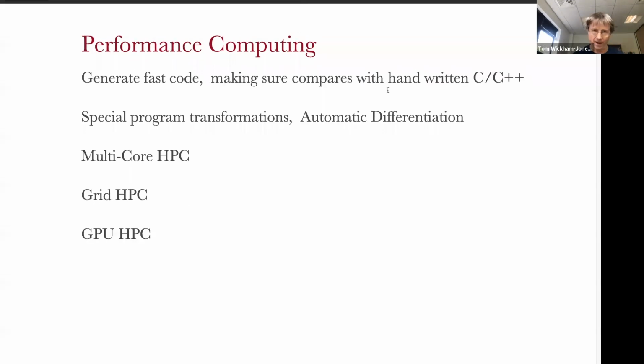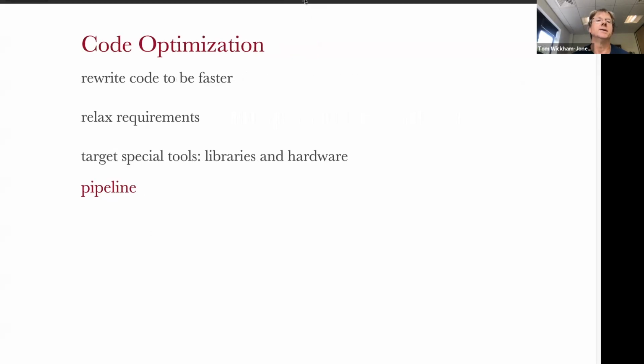So let's talk about performance computing. The fundamental thing we need to do is to make sure that the code we're generating is fast, that it's comparing well with handwritten C or C++ that's compiled with other compiler systems like GCC or Clang. There are some special program transformations that can assist performance computing. Automatic differentiation is an example. And then there are various technologies that we can take advantage of: multi-core CPUs, grid computing, and GPU computing. And I'm going to try and talk a little bit about all of these in the time that I have available.